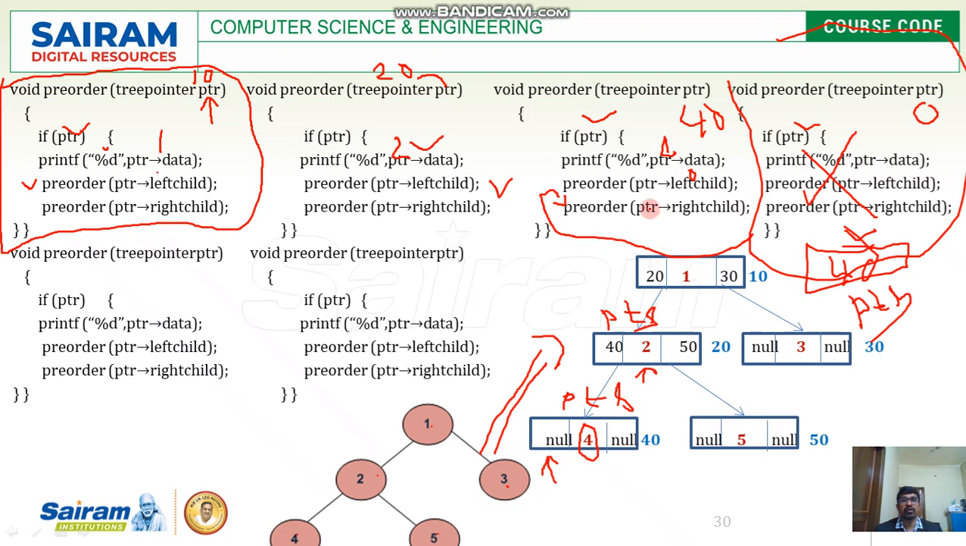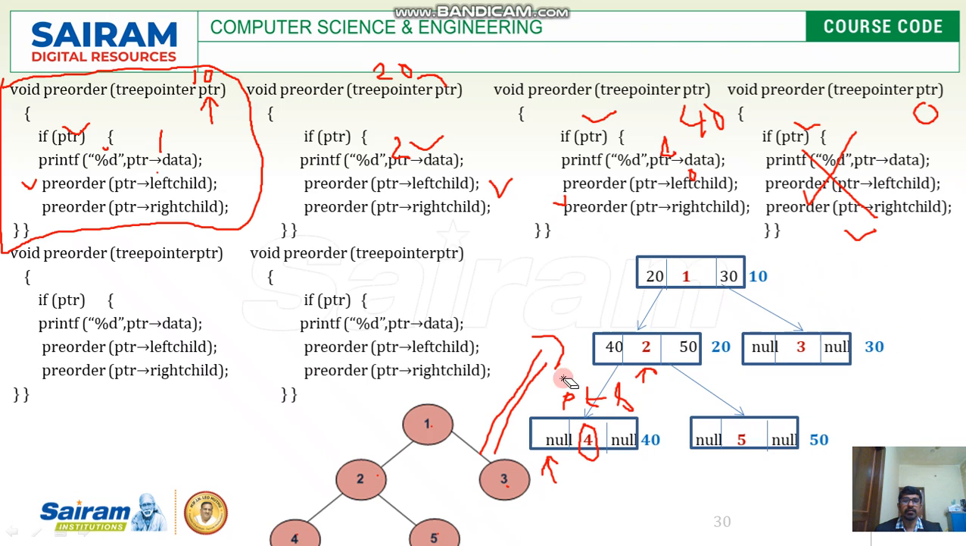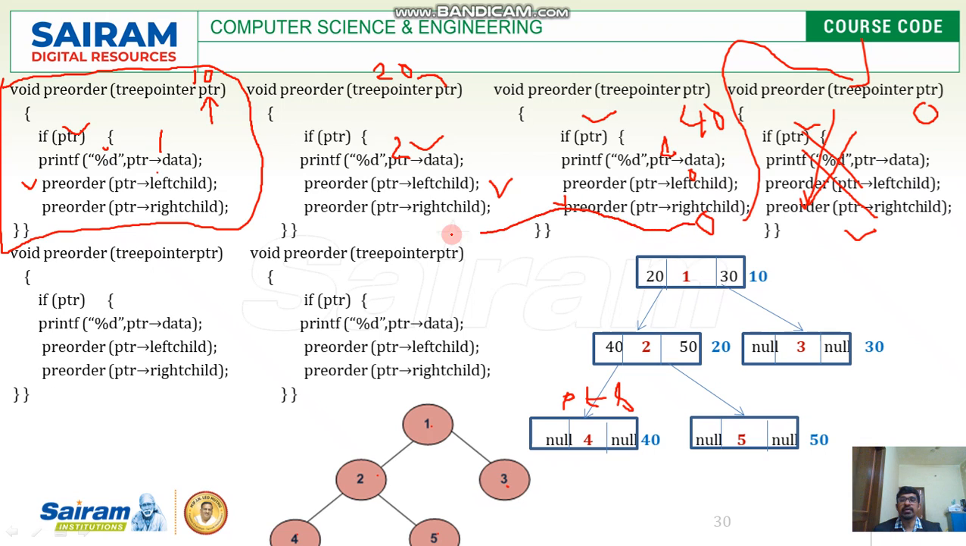Where is PTR now for this function? PTR is 40. So we are talking about this. Let us erase all other things. PTR is pointing to the node which has address 40. Then pre-order PTR left child is done. PTR right child: what is the right child for this? Again, this is 0. So again it will go to the same function, and PTR is going to be 0. If it is 0, we cannot do anything in this function, so this function will return to its previous function.